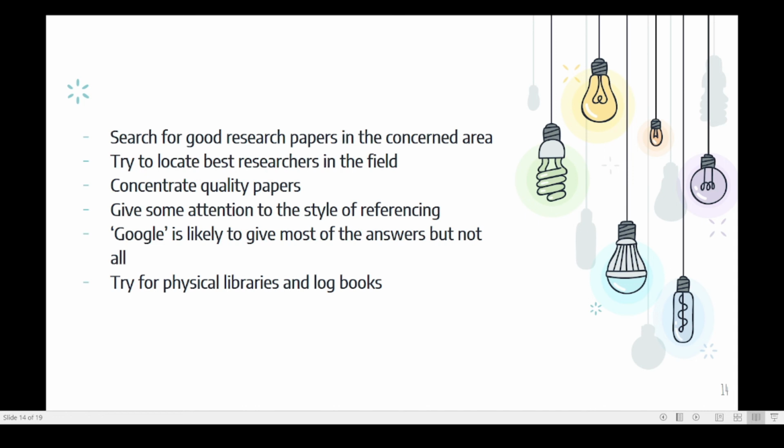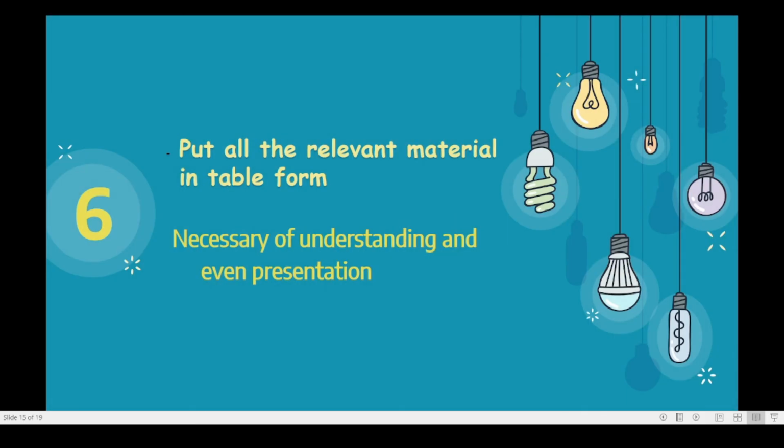The point is, you have to take notes. If you find 10, 15 references in your library, then you have to quote them. You have to keep track of them, so that these 50, 20 references are going to help me in my study. So this is the need for physical libraries and logbooks. Then put all the relevant material in tabular form.